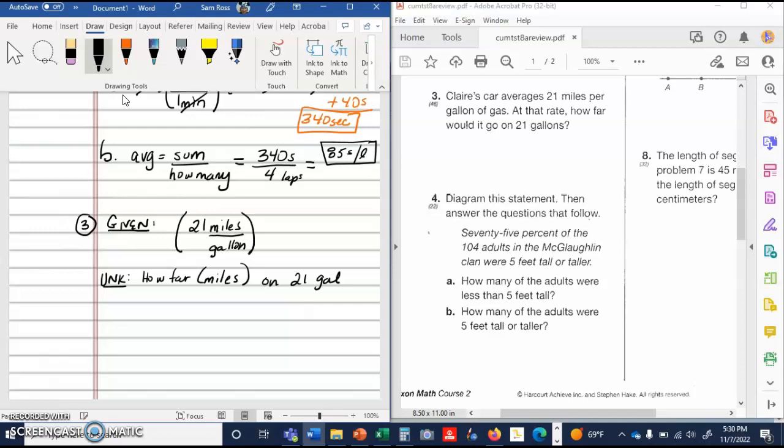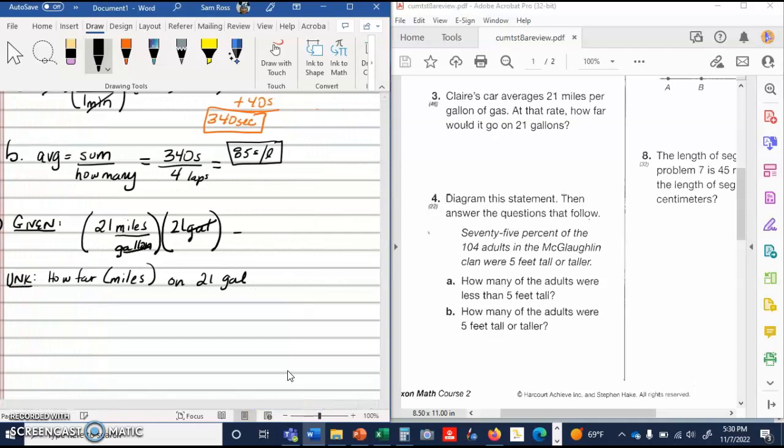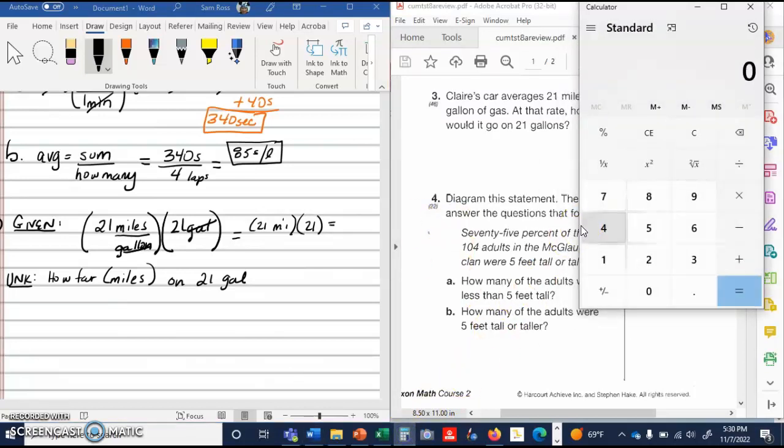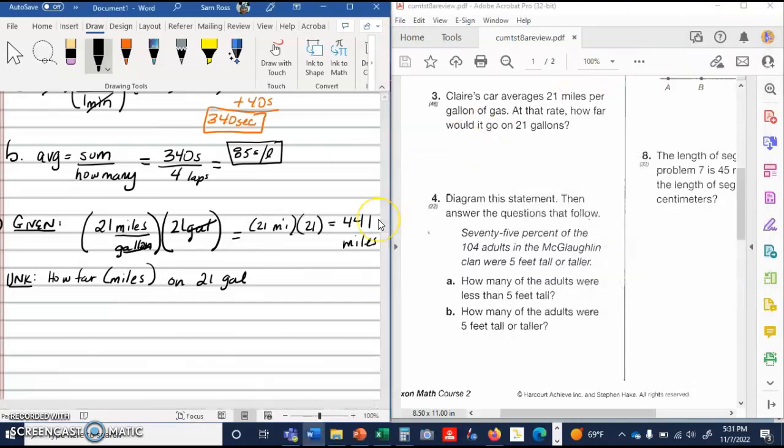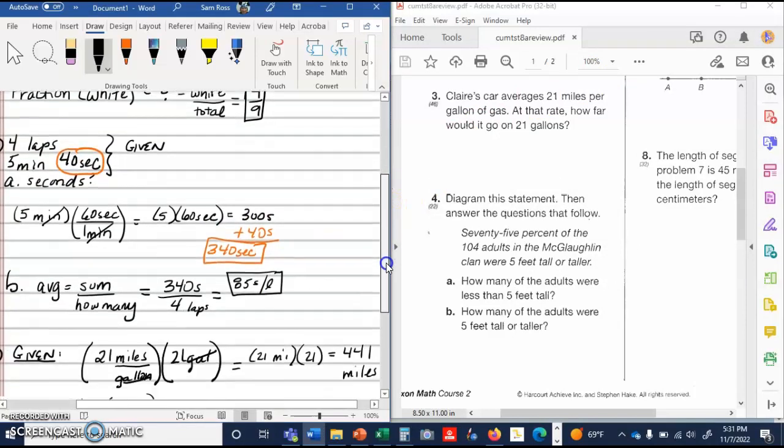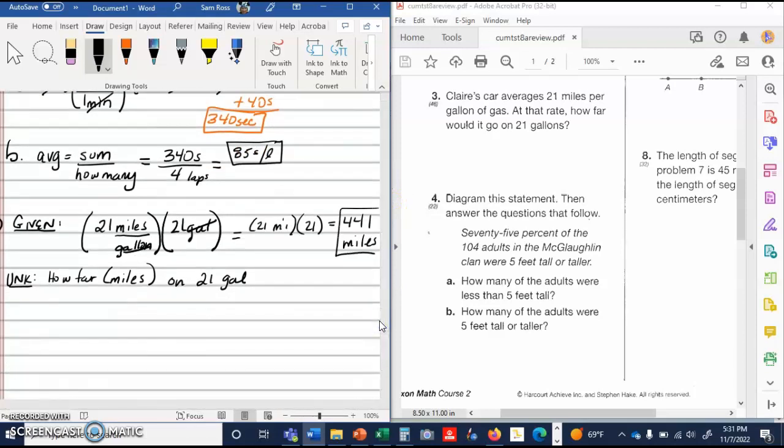So I'm going to multiply this times my 21 gallons. My gallons are going to cancel. And what I have is 21 miles times 21, which gives me, let's see, handy dandy calculator, 21 times 21 equals 441 miles. Oh, that's my dog. Okay, so on 21 gallons at 21 miles per gallon, I can go 441 miles. Okay, so that was 3.